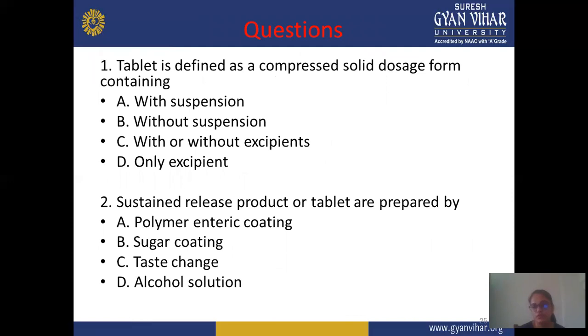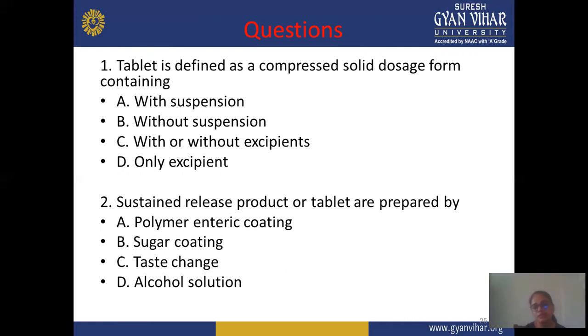After this reference part, the questions. After completing this topic of tablets, introduction, excipients, classification, advantages and disadvantages of tablets, you can easily solve these questions. In this question part, the first question is: tablet is defined as a popular solid dosage form containing A, with suspension, B, without suspension, C, with or without excipient, or D, only excipient. In this, you explain how a tablet is defined.